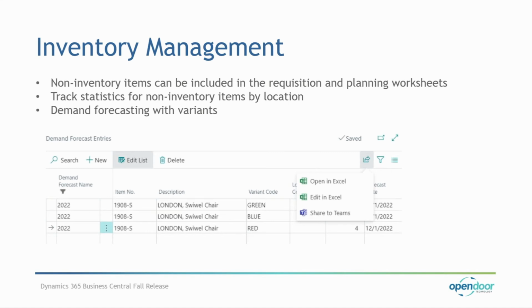You can also track statistics for non-inventory items by location in the same way as you can now do for regular items or resources. That way you can have better insight into, for example, the location for which a service was purchased. You can also include item variants in demand forecast and register the anticipated demand not only with respect to locations and dates, but also with the item variant, which simplifies inventory planning.